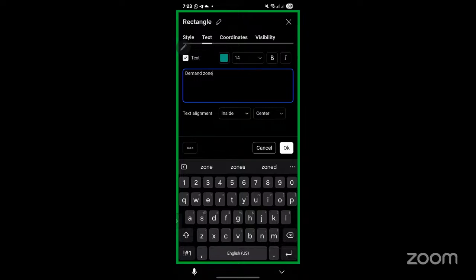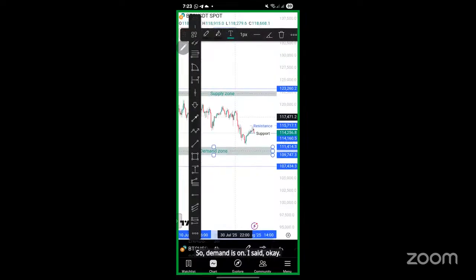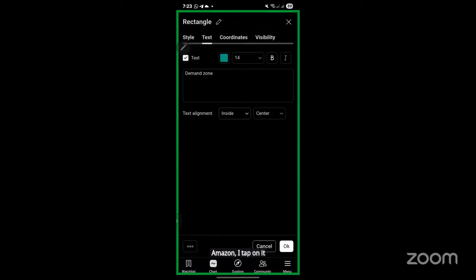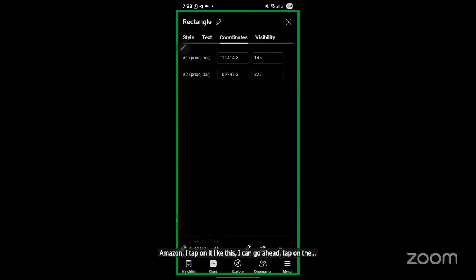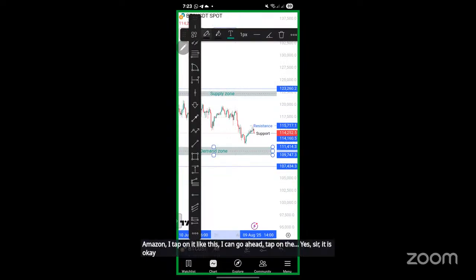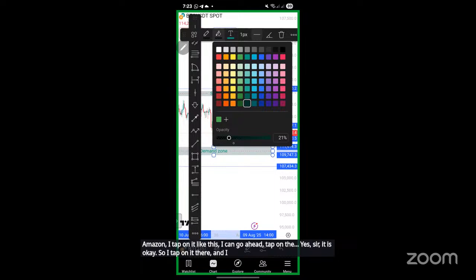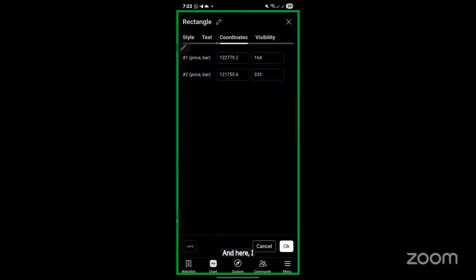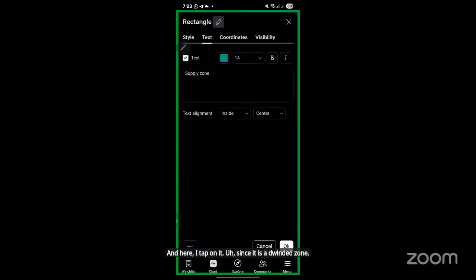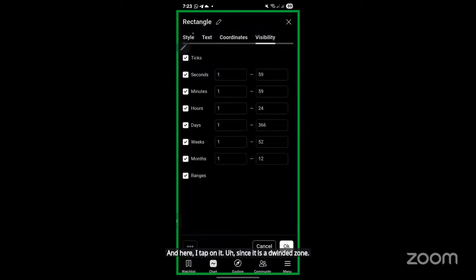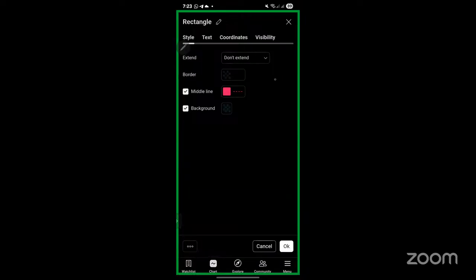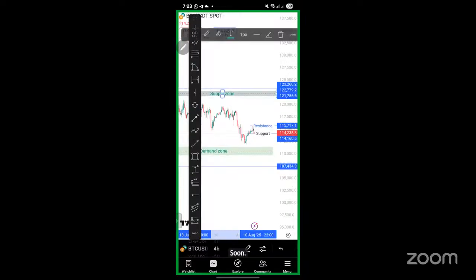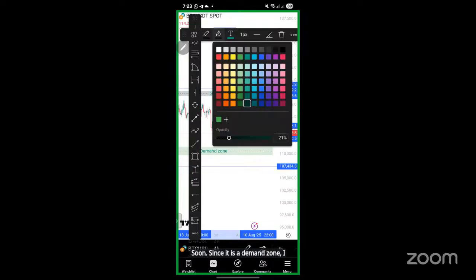So demand zone, I tap on it like this. I tap on it there and I tap here and I say this is a demand zone, let it be green. Since it is a supply zone, I want it to appear red. Supply zone, let it appear red.